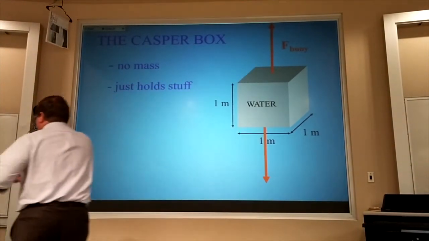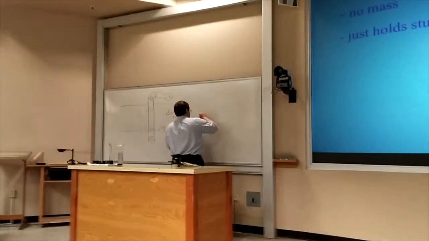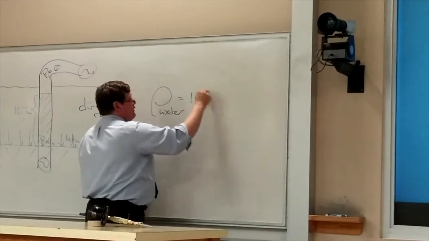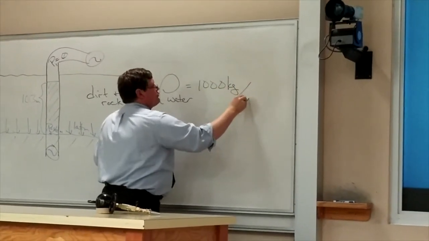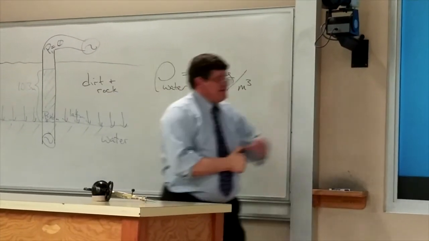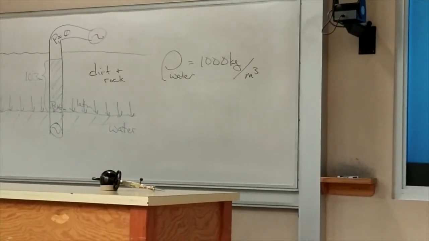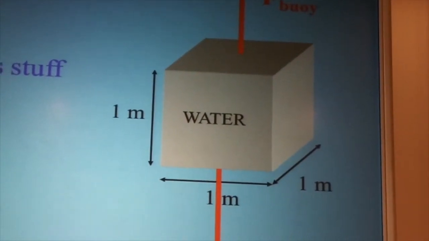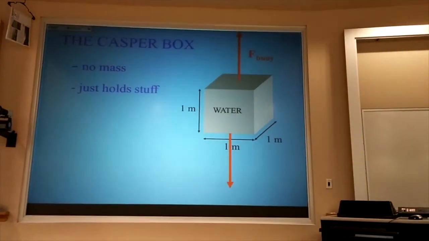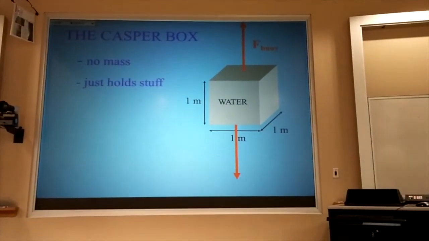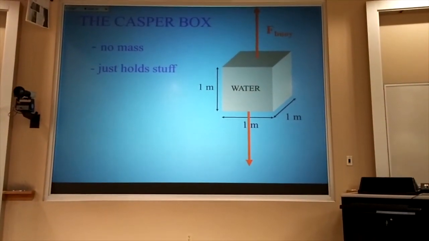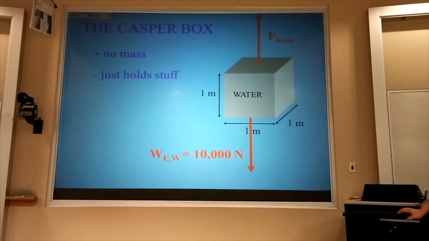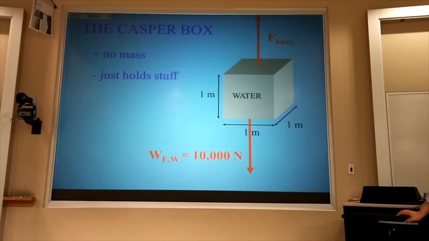Now, I know that the density of water in MKS units is 1,000 kilograms for each meter cubed. And by golly, my Casper box is 1 meter by 1 meter by 1 meter, 1 meter cubed. So there's 1,000 kilograms of water in there. How much does it weigh in newtons? Not hard. Yeah, 10,000. Just take M times G. 10,000 newtons.